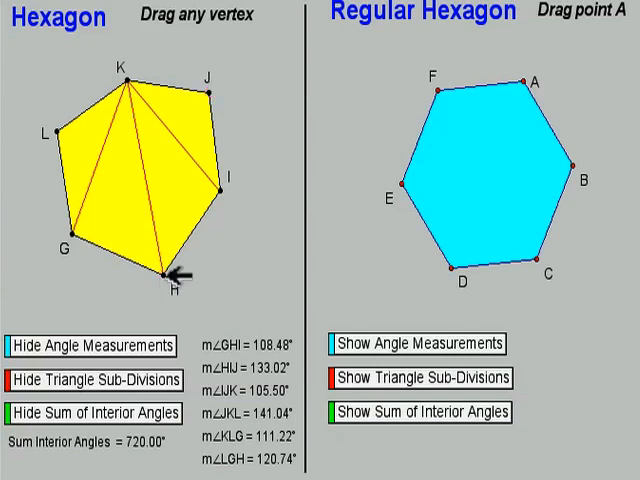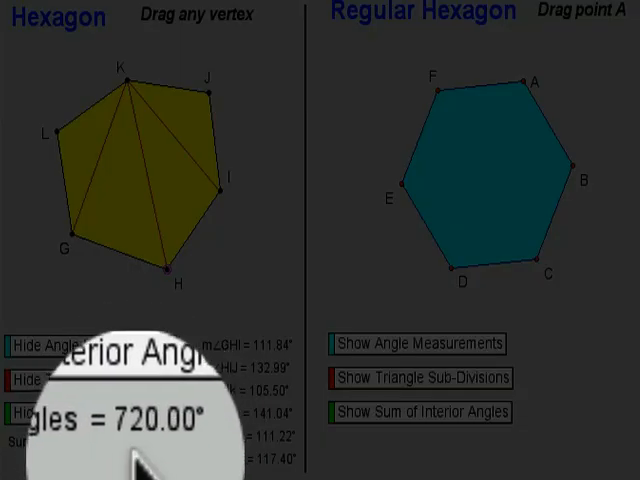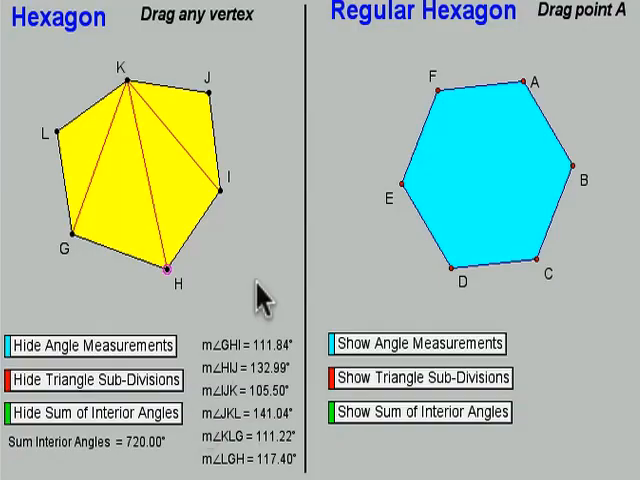So if I select a different vertex and I drag it around, again, the sum of all of the interior angles inside this hexagon always stays at 720 degrees.